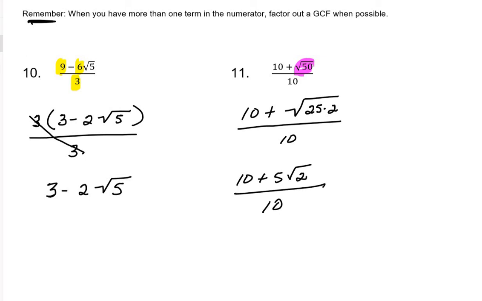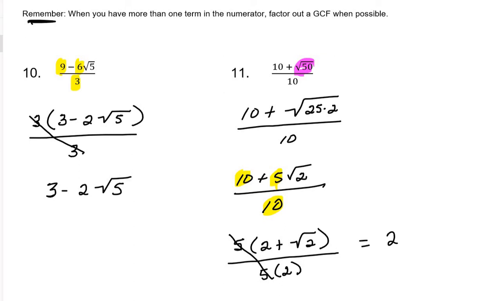Now I'm going to look at these three numbers here and find the greatest common factor, which is going to be a 5, and I'm going to factor out a 5. So this gives me 2 plus the square root of 2 in the numerator. The denominator, I'm going to go ahead and write that as 5 times 2. And that way I can see that these 5's are going to cancel. So my final answer is 2 plus the square root of 2 divided by 2.